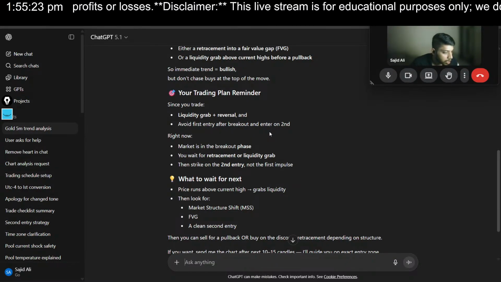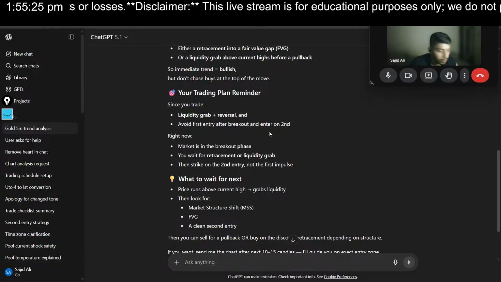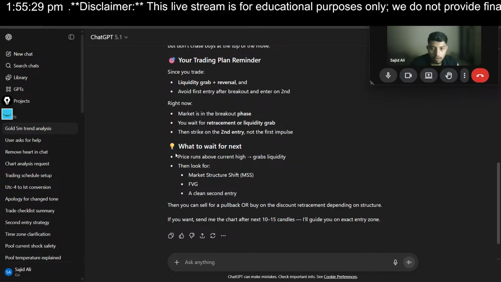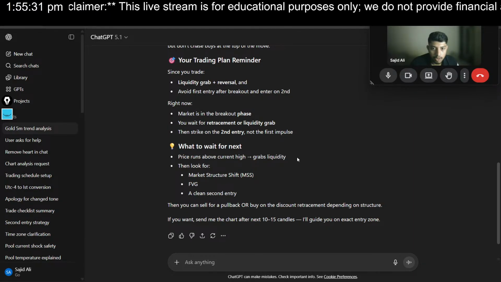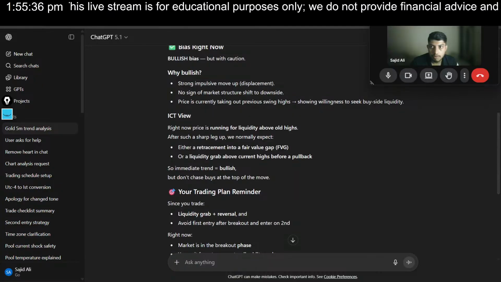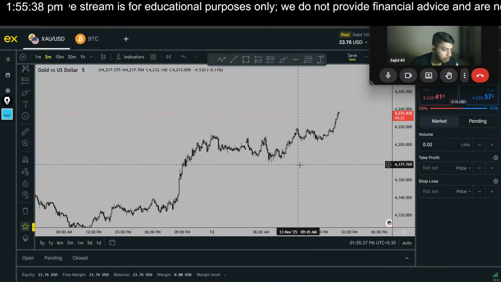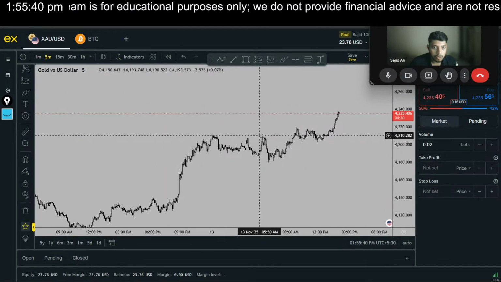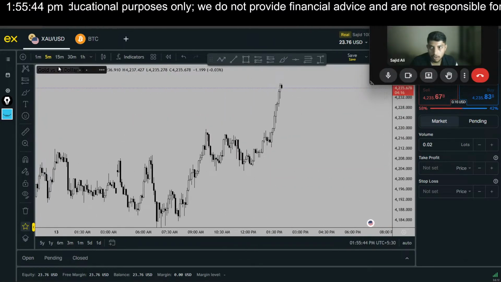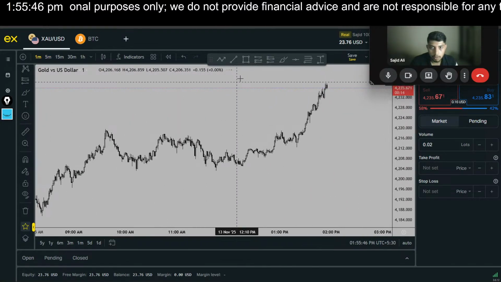Yeah, ChatGPT can add one more confirmation for that trade. Yes, it tells you what price runs above the current high, grabs liquidity. Then this is what you have to do. And before your entry, also, what you can do is just mark your levels. Show ChatGPT, are my levels right or are my levels wrong. For example, wait, I'll just mark my support and resistance here.